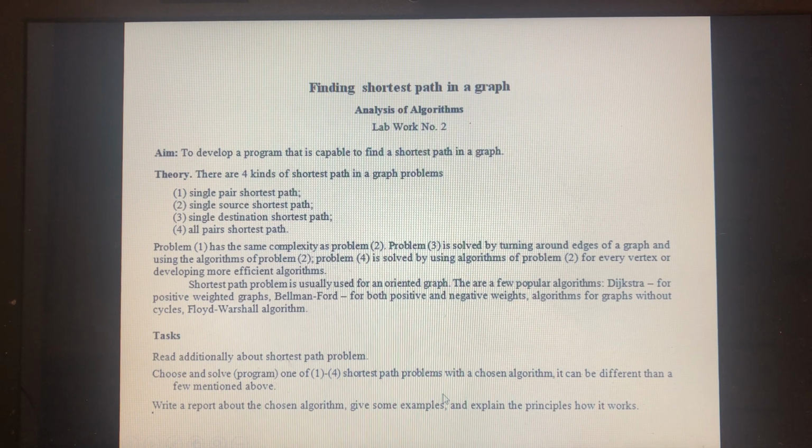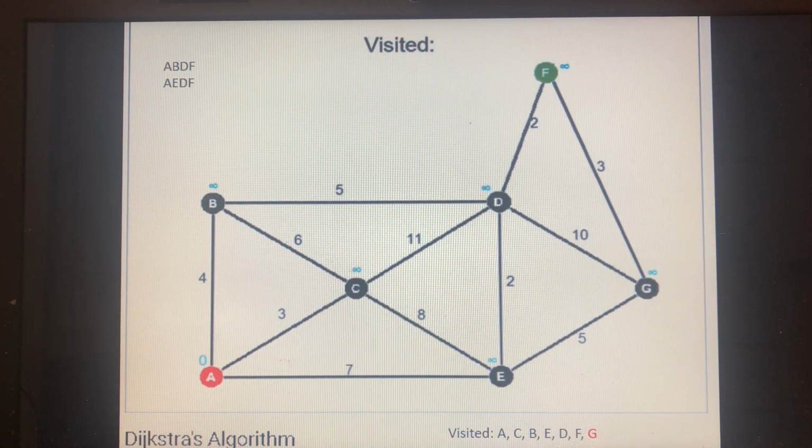Okay, so I will explain a bit, but it's more of your task to find some additional information on the graphs.